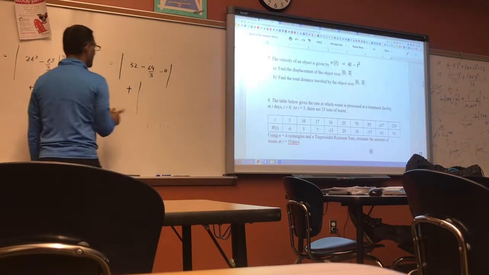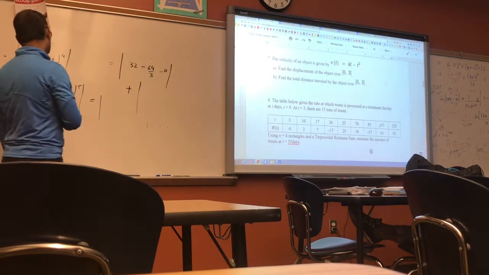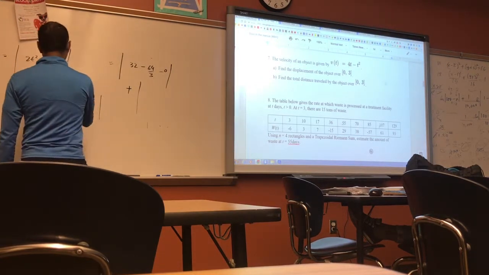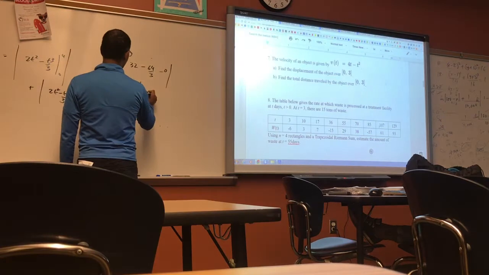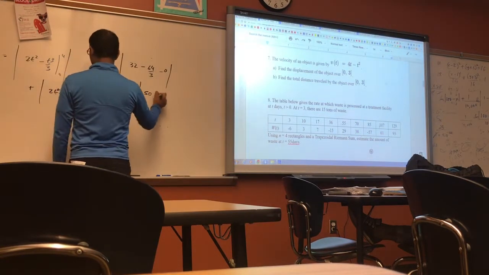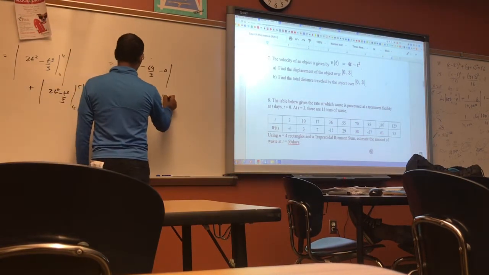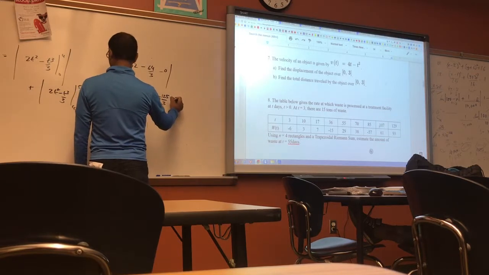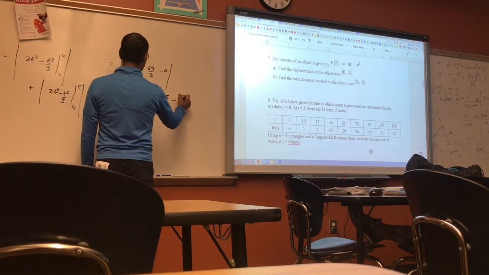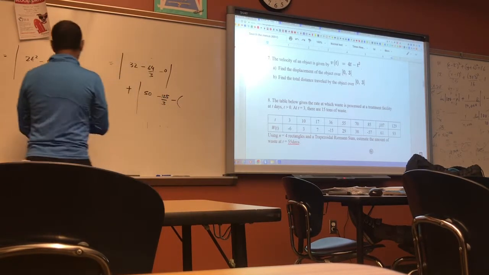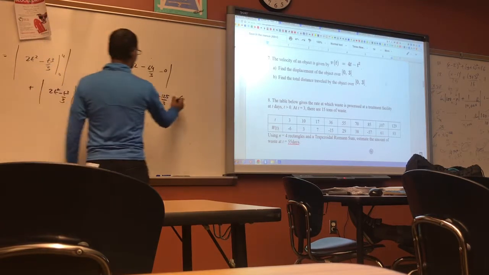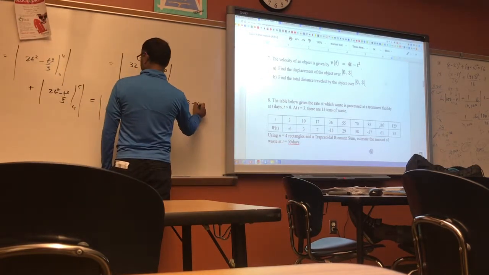Plus, make sure you're putting absolute values. Don't skip steps. 5 squared times 2, 50, minus 5 cubed, 125 over 3. Careful. What should I remember to do next? Minus parentheses, 4 squared, 16 times 2, 32. We already have that. Minus 64 over 3. Yes?